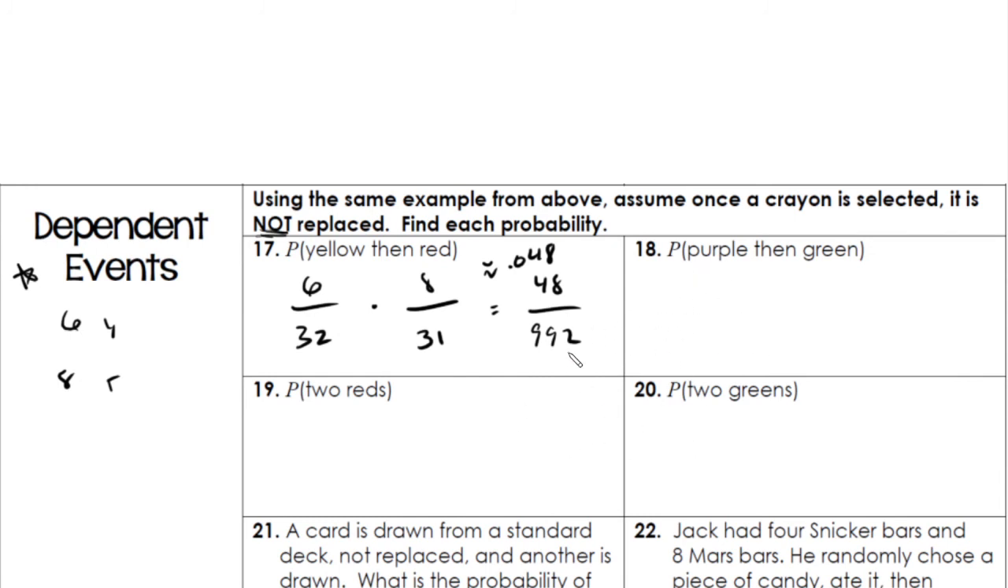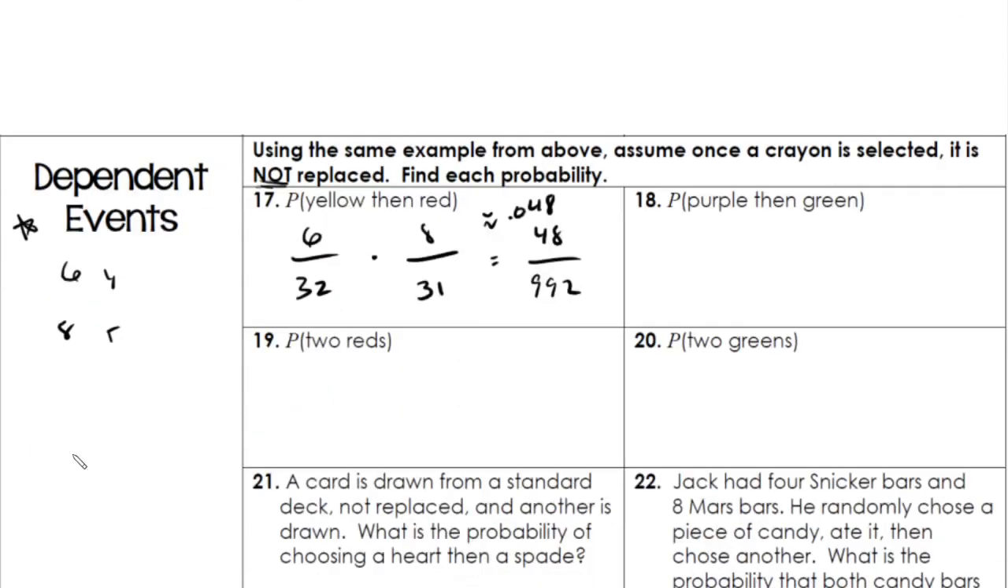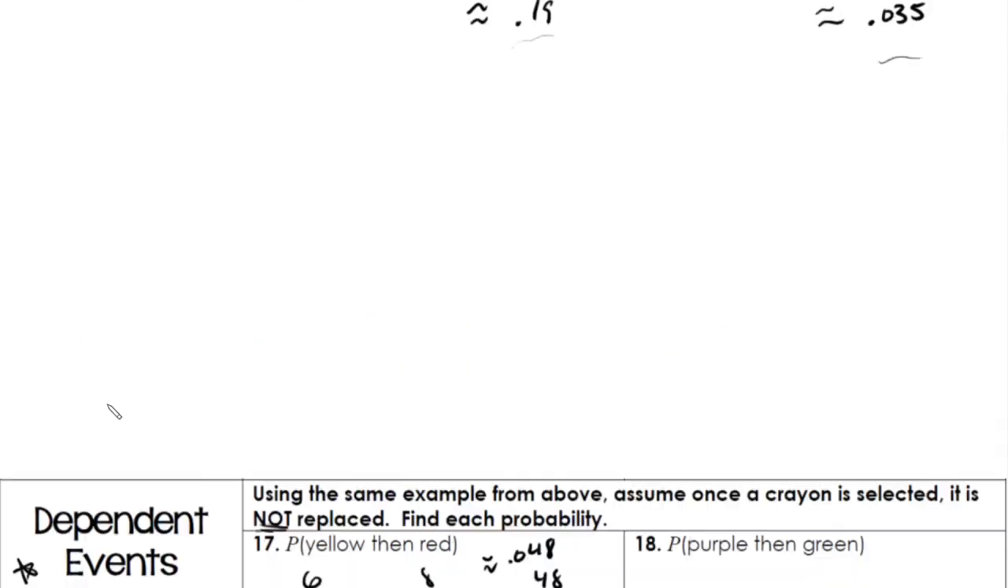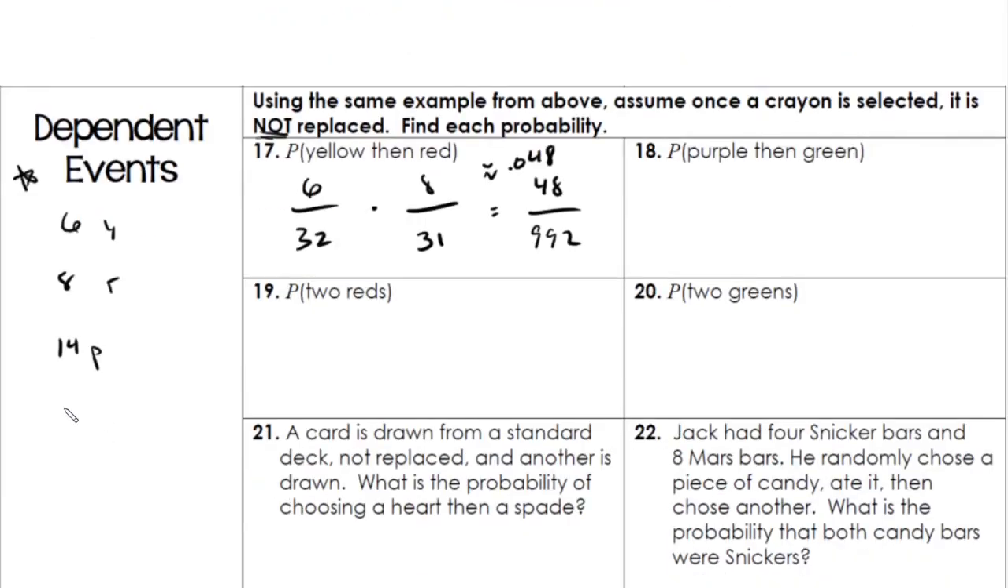All right, these next 3 you should be able to do right now. So pause it, see if you can do them. Well, there are 14 purple ones and there are 4 green ones. The odds of getting a purple one first are 14 out of 32. Then the odds of getting a green one are 4 out of 31, because you had to pull the purple one out, and now your odds have gone up a little bit. So you've got 14 times 4, which is 56, over your 992. I'm just going to leave it like that. If you want to put it as a decimal, feel free.